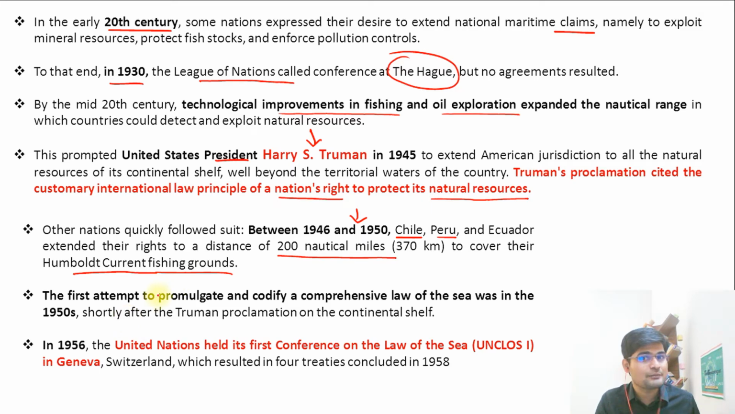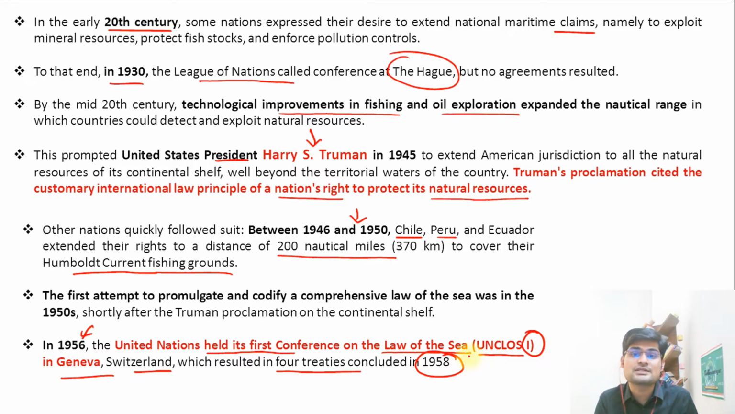So when was the first attempt at this lawmaking? It was in 1956 when the United Nations held its first conference on law of the sea, which is called UNCLOS 1, because further ahead, as we see, there were more UNCLOS meetings held. The first one was held in Geneva in Switzerland, and it resulted in 4 treaties that concluded in 1958.